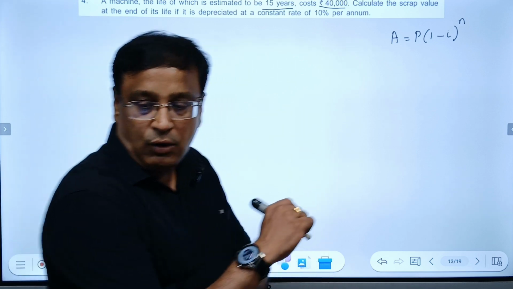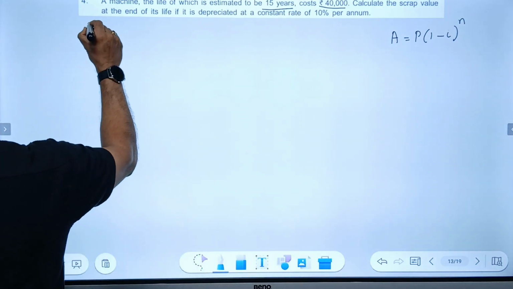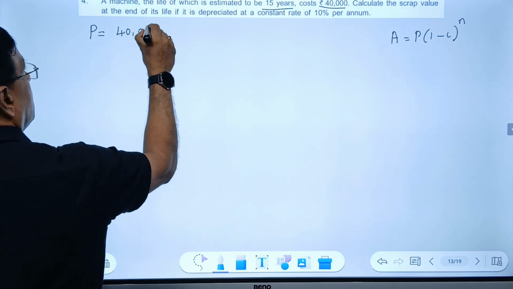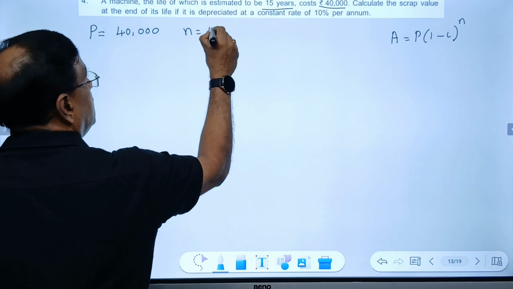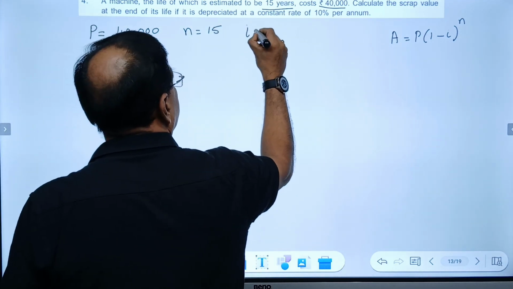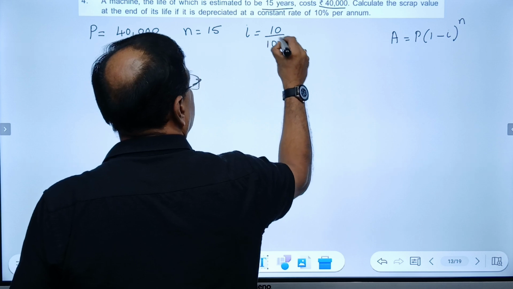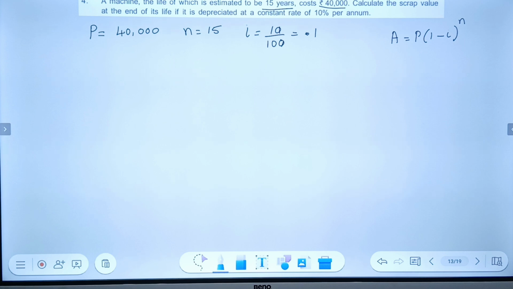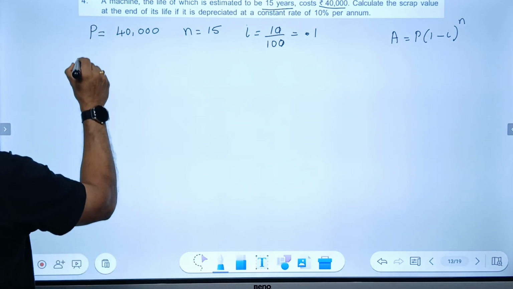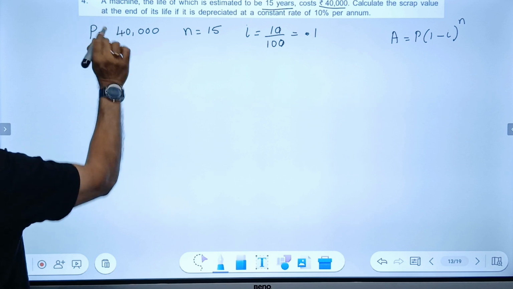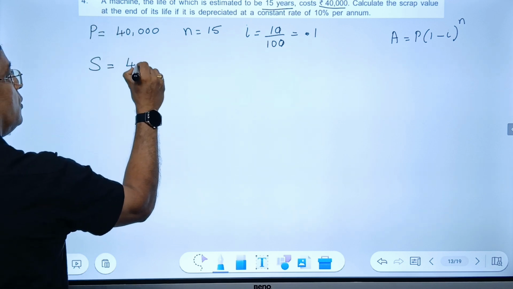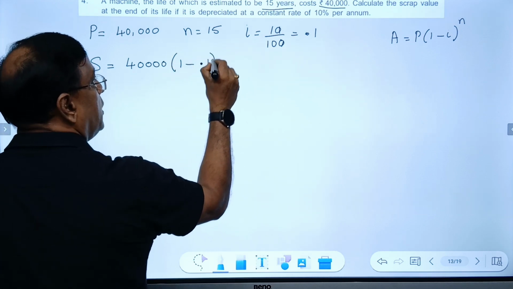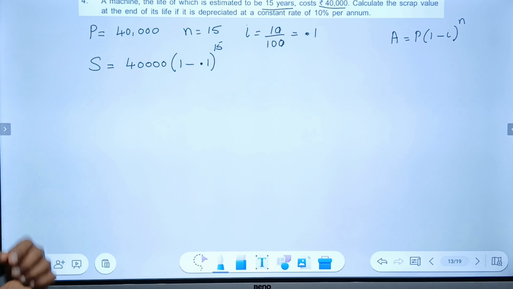Okay. So how do we go about it? First of all, what is my initial principal? My original cost is 40,000. What is n? n is 15 years. What is my rate of interest? It is 10 by 100, which is 0.1. Now I want to know my scrap value, the final amount. Scrap value equal to 40,000 into 1 minus 0.1 to the power of 15.